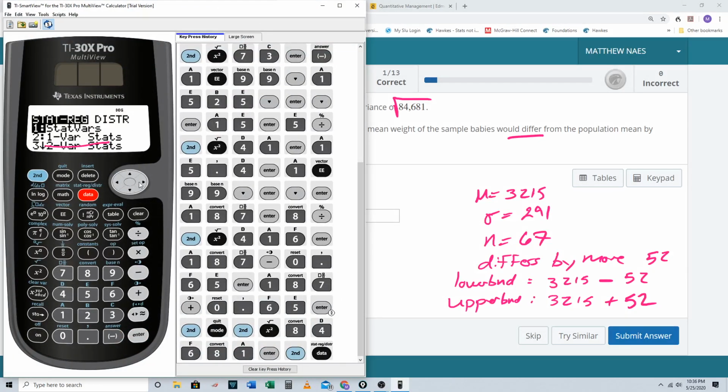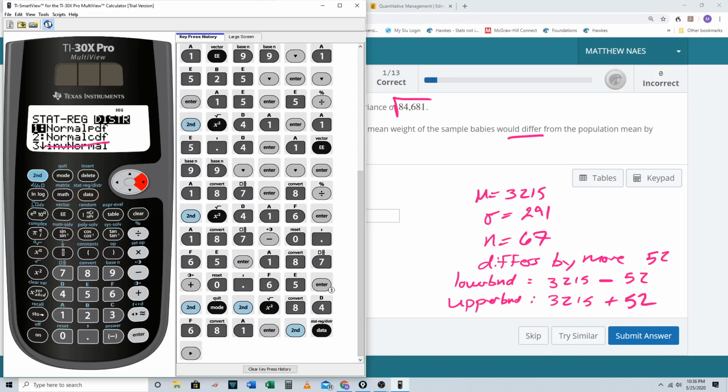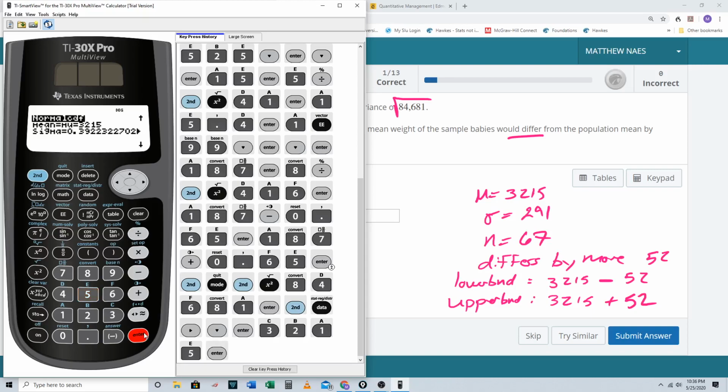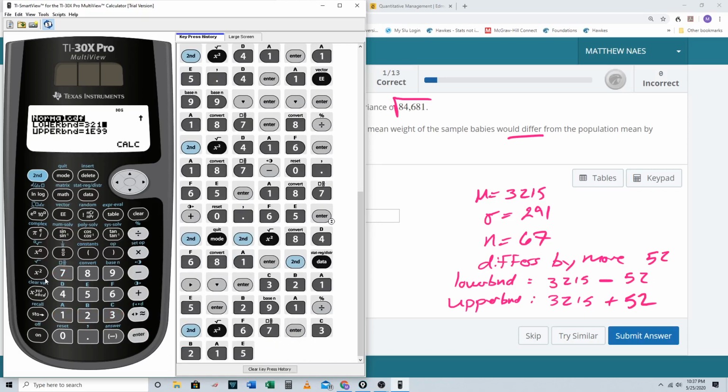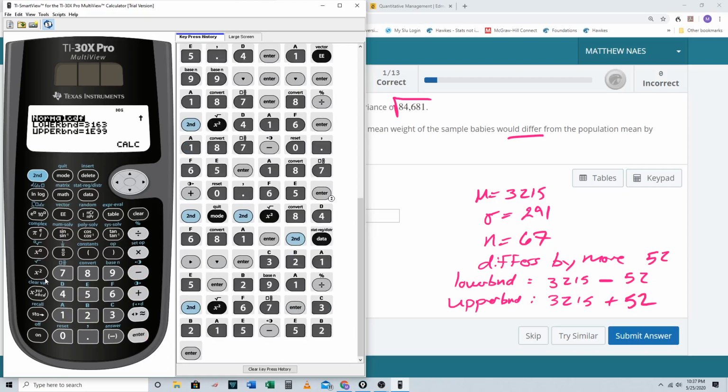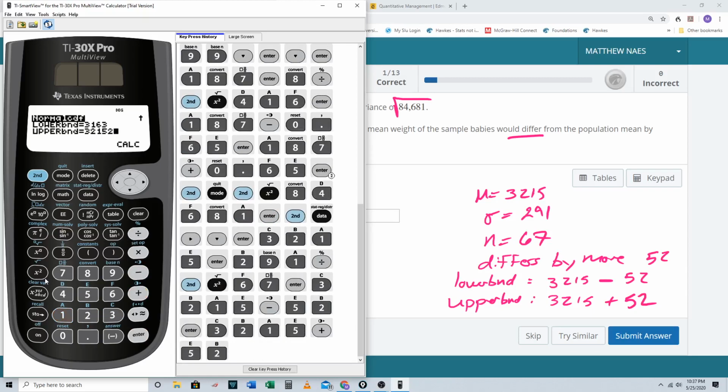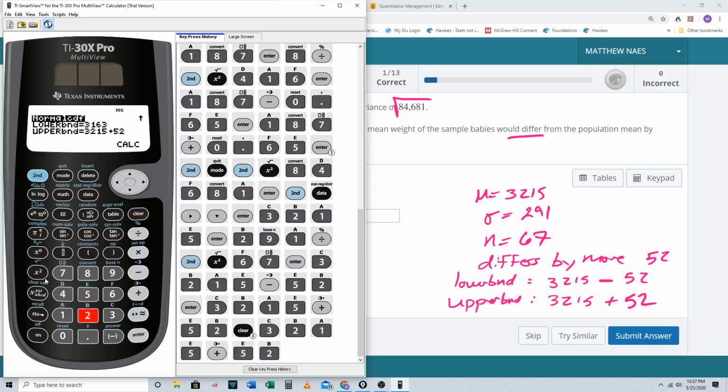So second, data distribution. Let me get rid of that. That's annoying. All right. Normal CDF, that's the only one we use. So 3215, 291 divided by the square root of 67. And we're going to change the bounds to 3215 minus 52 and 3215 plus 52. All right, calculate.